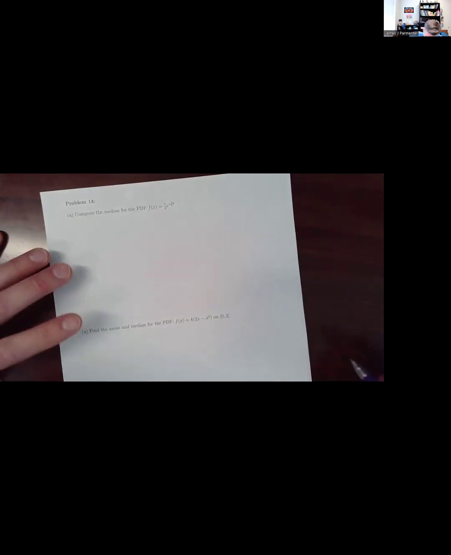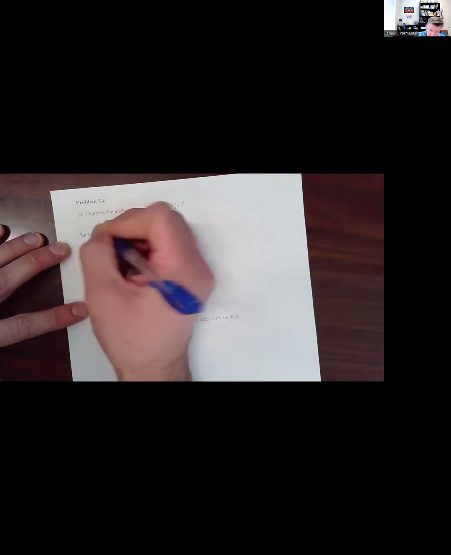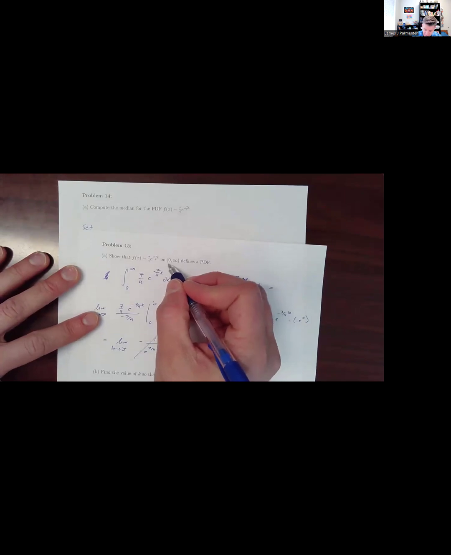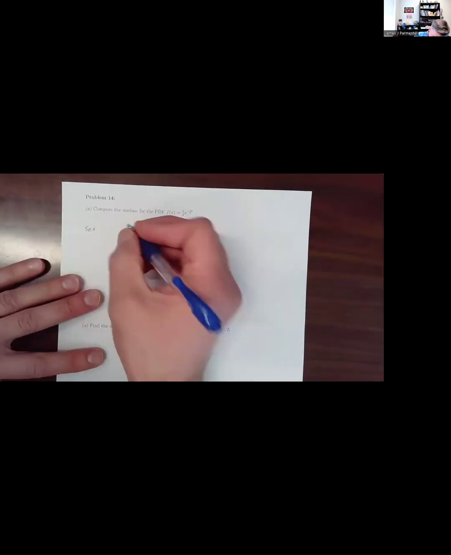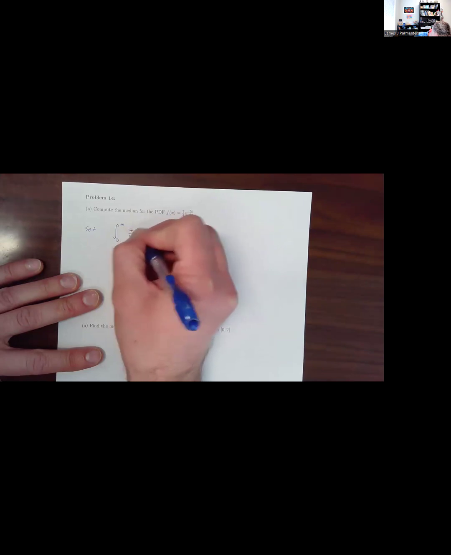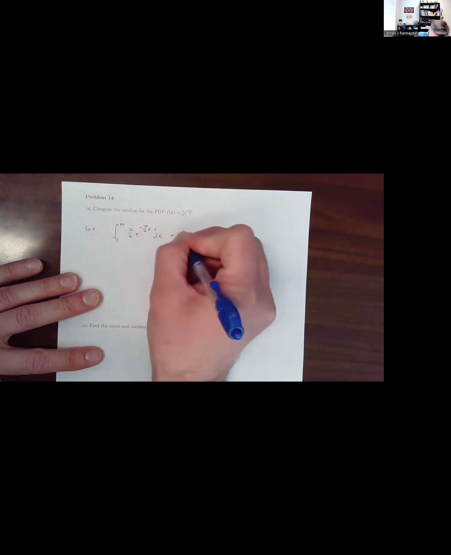Last problem. Get the median for the PDF of x, 7/4 e to the negative 7/4 x. To find the median, we're going to set either the integral from 0 to m equal to 1/2, or the integral from m to infinity equal to 1/2. Definitely use one. We're going to set the integral from 0 to m of 7/4 e to the negative 7/4 x dx equal to 1/2 and solve for m.